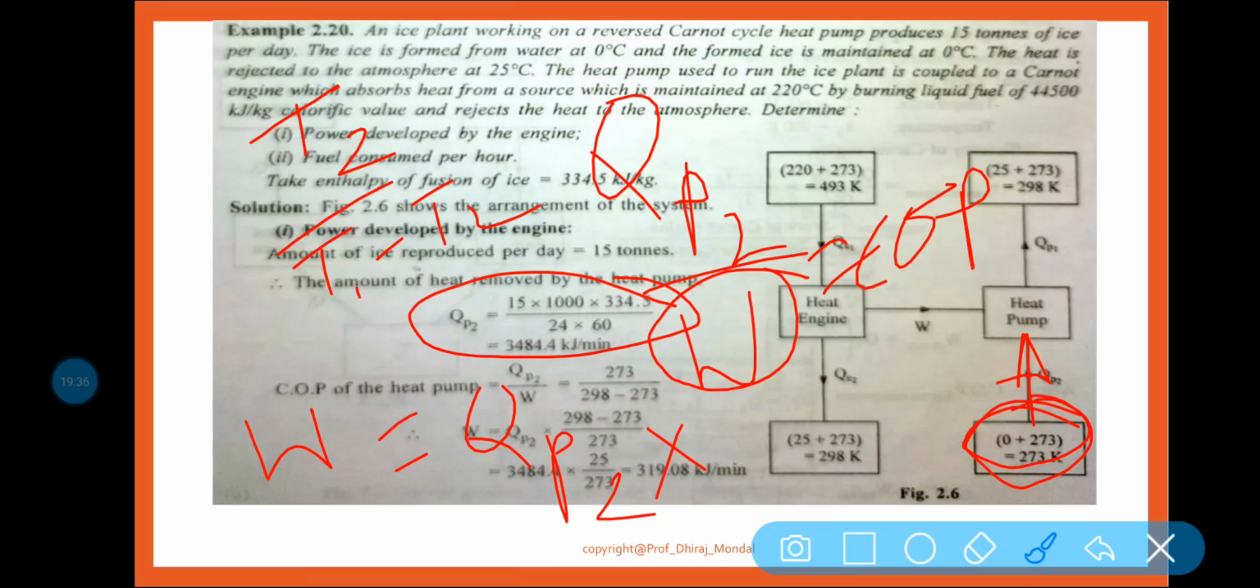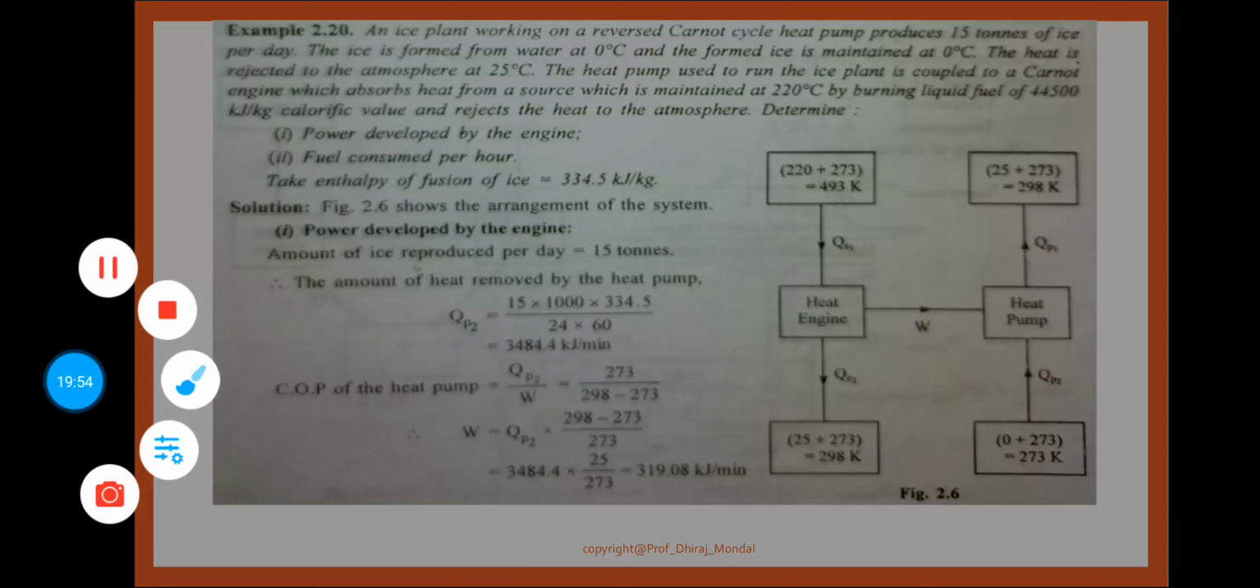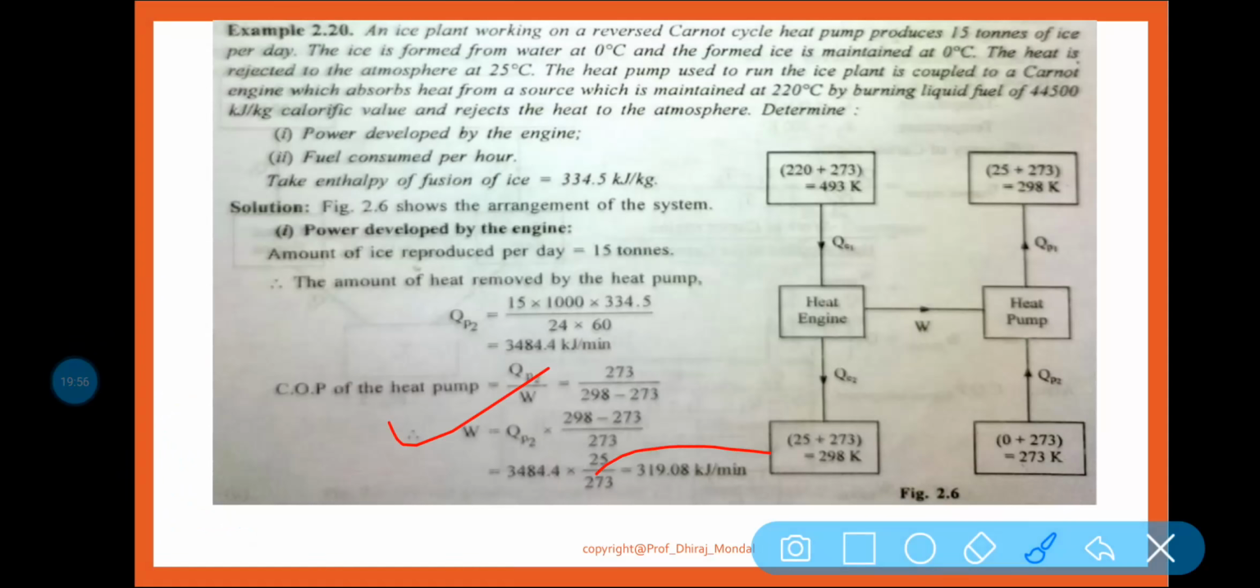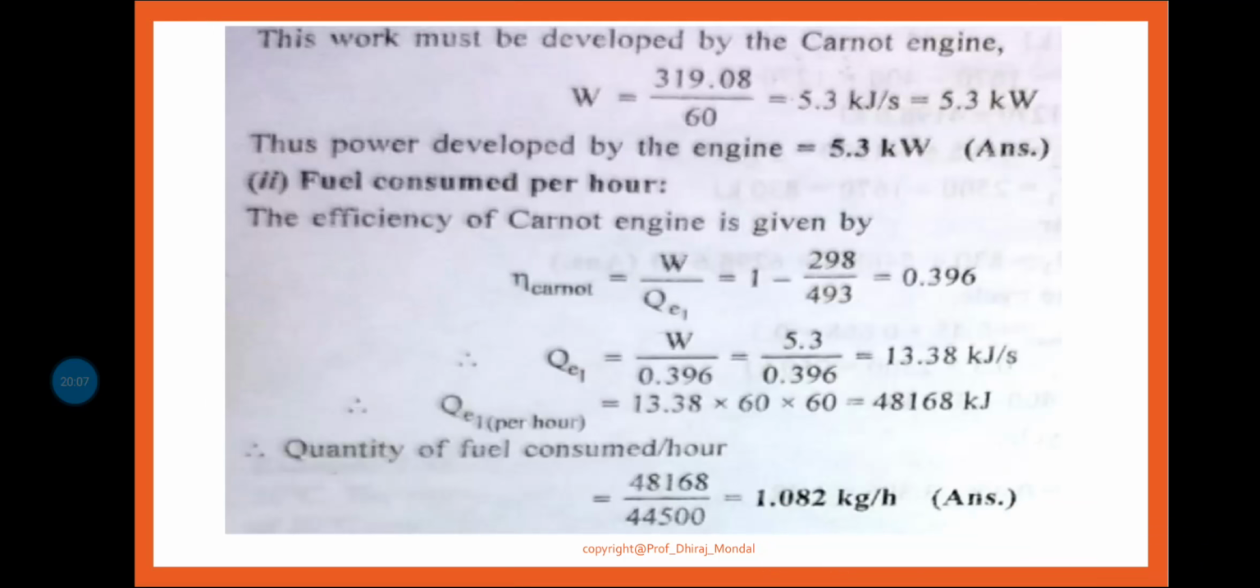Can I write this? So you know that T2 is equal to 273. Here it is also 273. T1 is equal to 298. So also we can write, if it is your reversible one, then we can write T2 by T1 minus T2. So ultimately what we have got? This W is equal to 319.08 kilojoule per minute. So this amount of kilojoule amount of work has to be done per minute on the system.